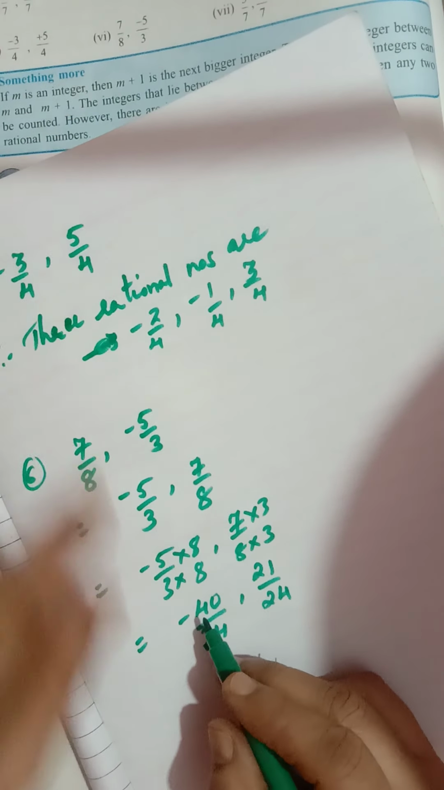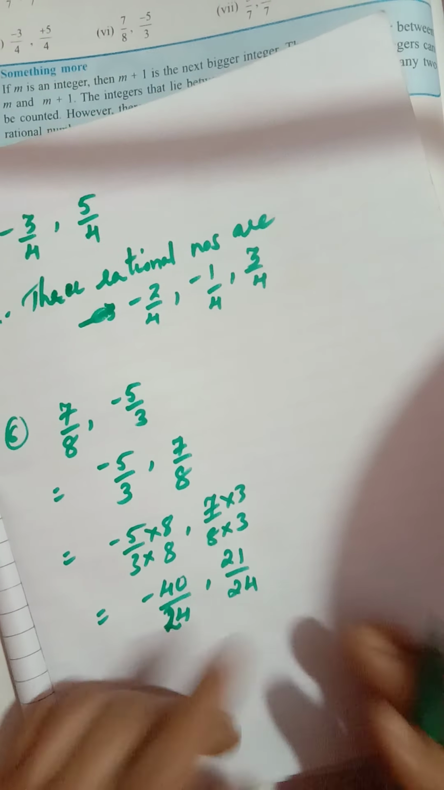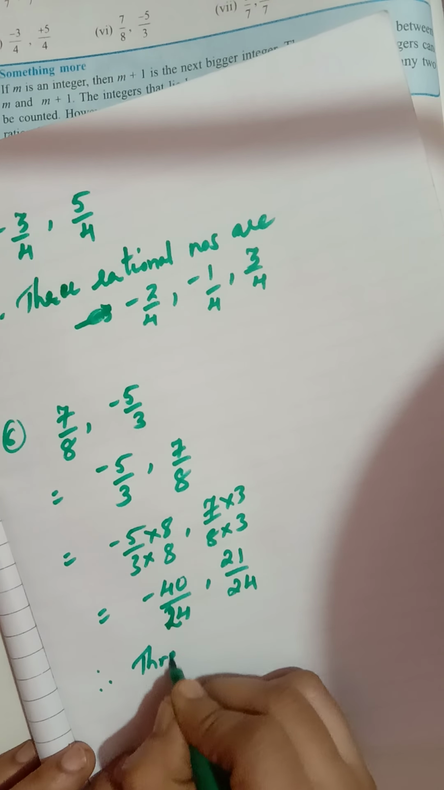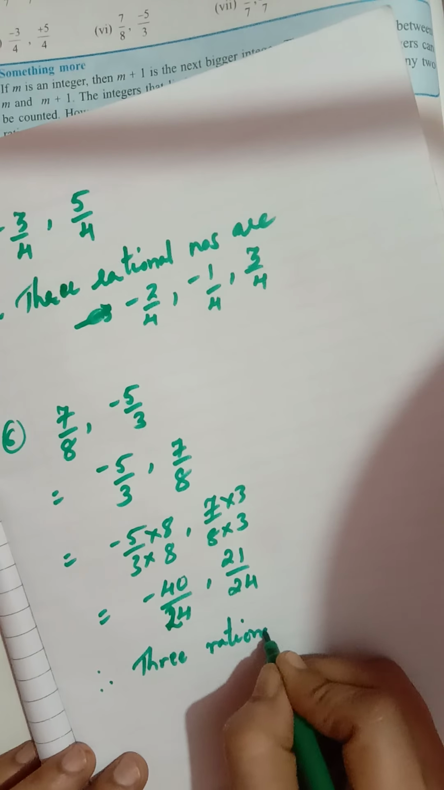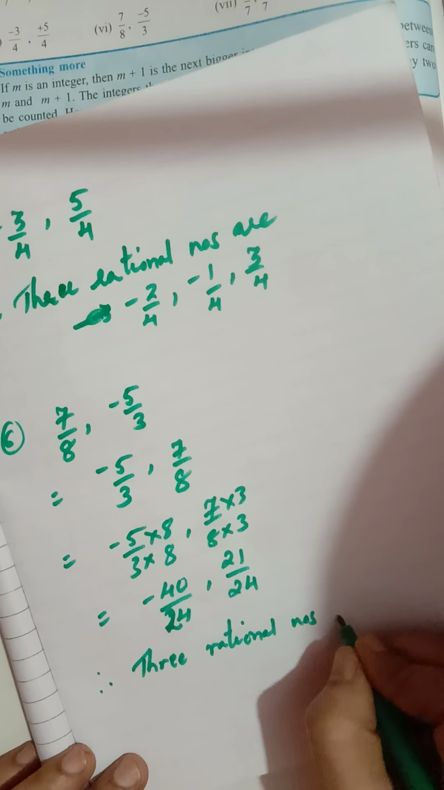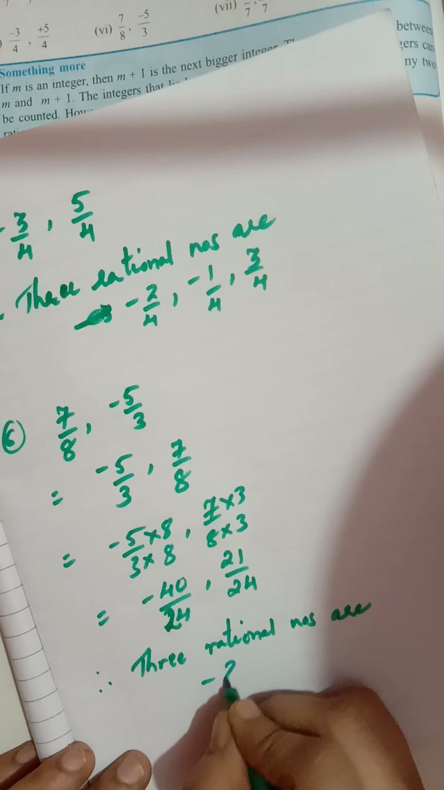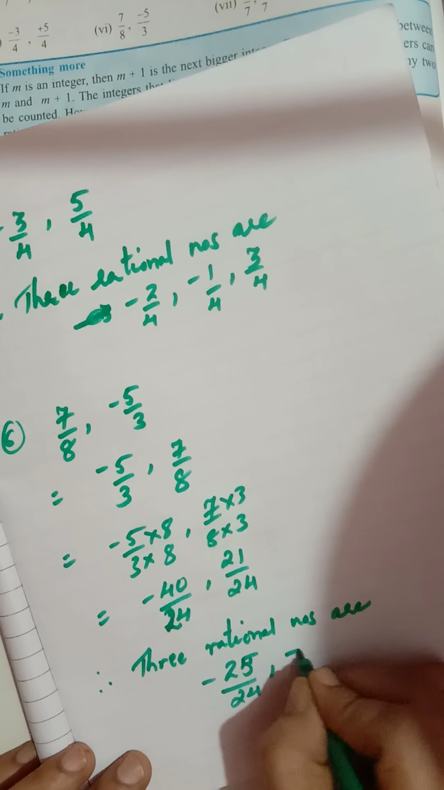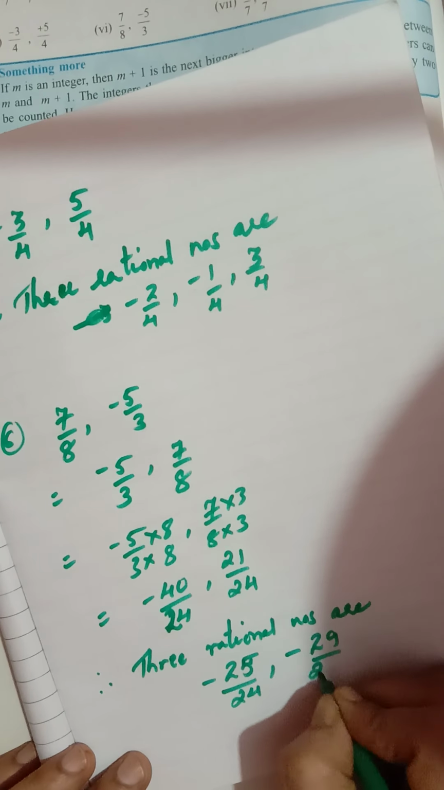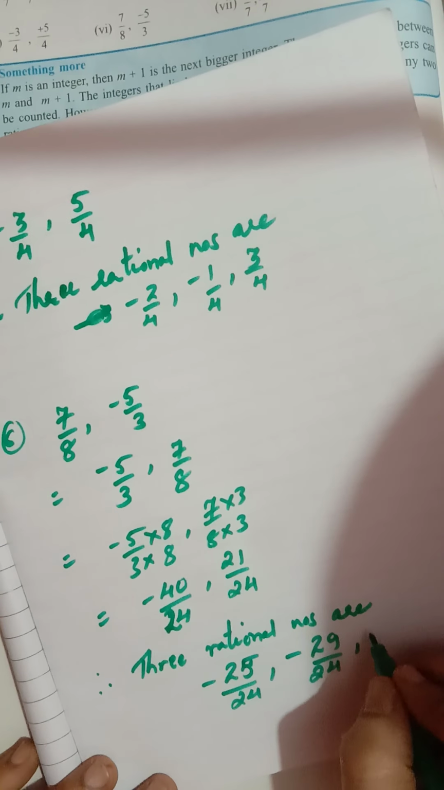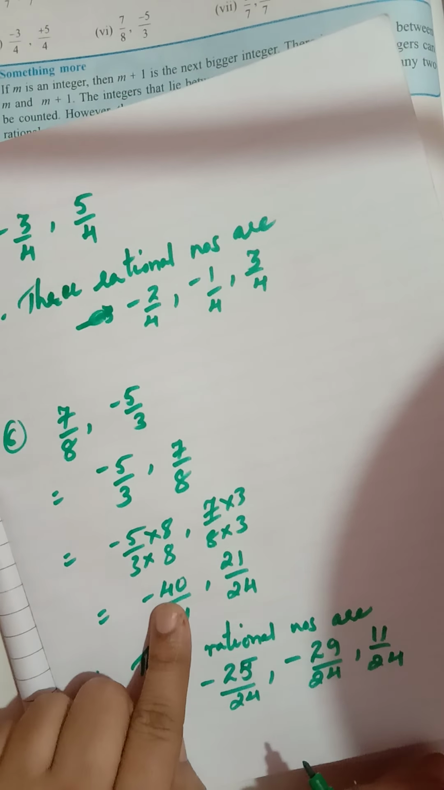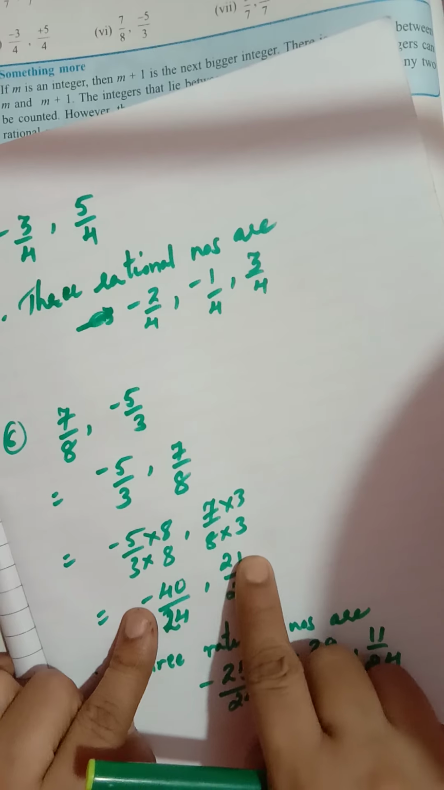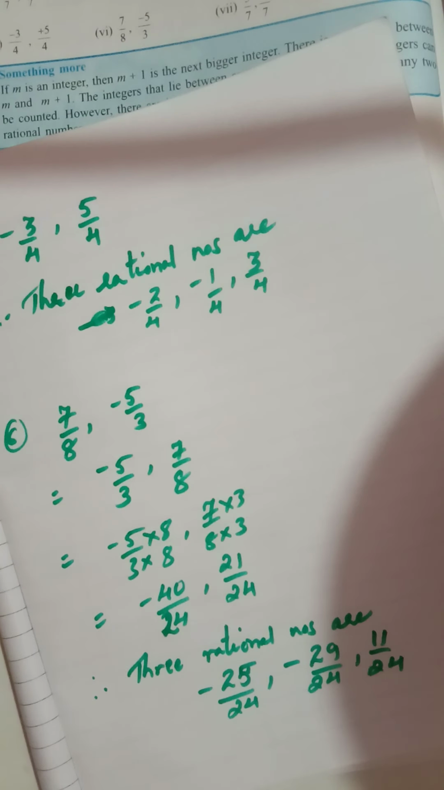So children, from minus 40 till 21, any number in between you can write. Therefore we can write three rational numbers: minus 25 upon 24, minus 29 upon 24, and one positive number you can write, 11 upon 24. See children, if you want you can write minus 39 upon 24, minus 38 upon 24, any number. That means between minus 40 and 21, you can take any numbers.